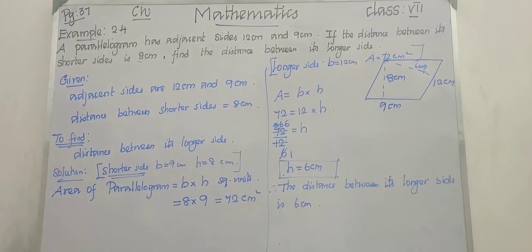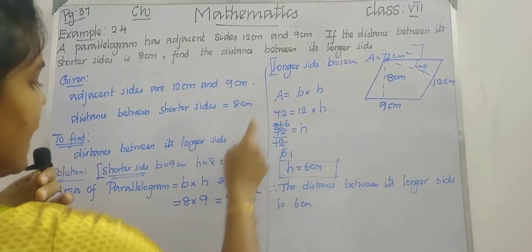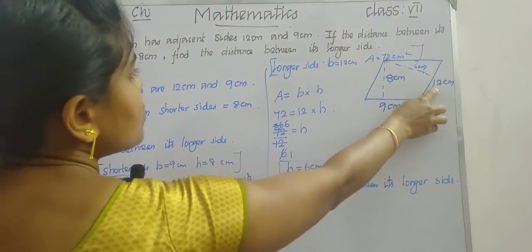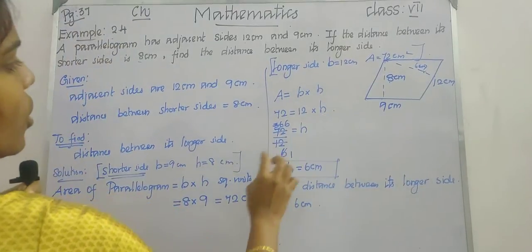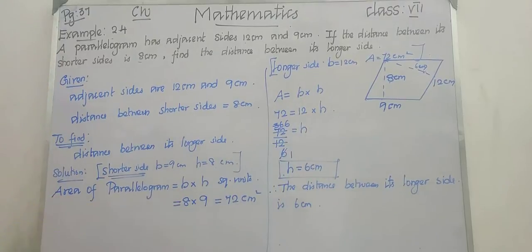So we just applied in the area formula, A equal to base into height. So what is the area? 72 centimeter squared, we got, and base is already given, that is 12 centimeter. Height we don't know. So now just keep H on one side and move all the constants to the other side, so that we get the height, that is the distance between the longer sides, as 6 centimeter. Okay children, is it clear? Let us see the next question.